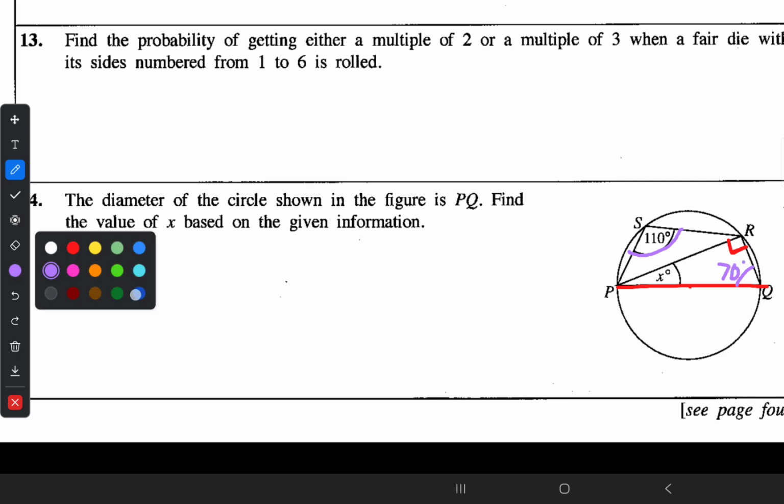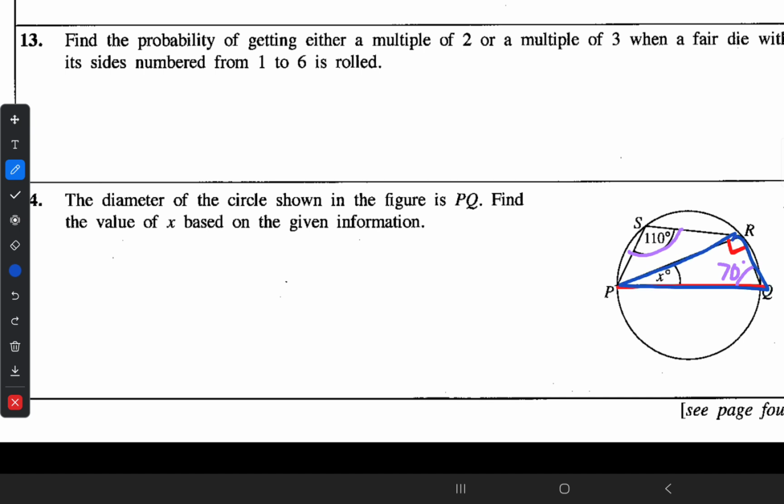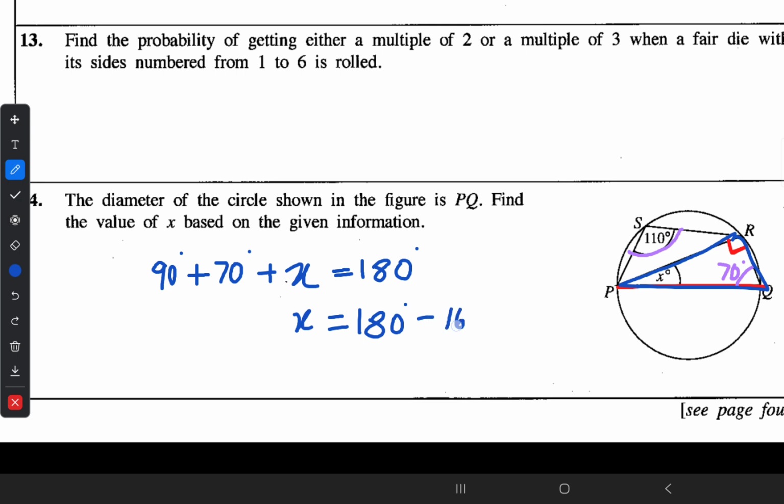And thereafter, look at this triangle. The sum of interior angles in a triangle equals 180. That means 90 plus 70, 90 from the semicircular triangle theorem, plus 70 from the cyclic quadrilateral opposite angles, plus the needed x would be equal to 180. So x should be equal to 180 minus the sum of 90 and 70, that means 180 minus 160. X would be equal to 20 degrees.